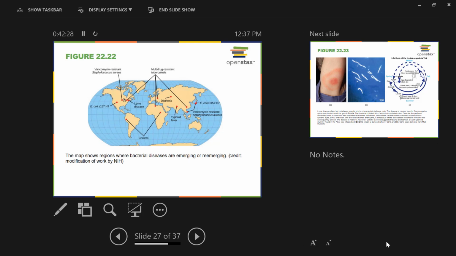So this is a map you just look at, so that if 5 years from now we're in the midst of a global pandemic, you can remember this map and say, hey, I remember where that came from.